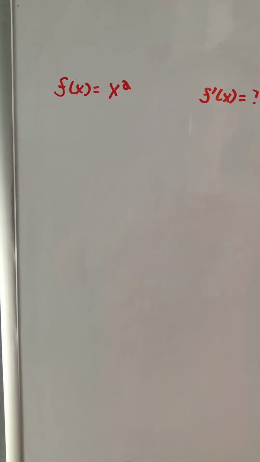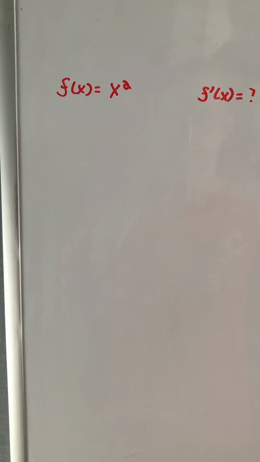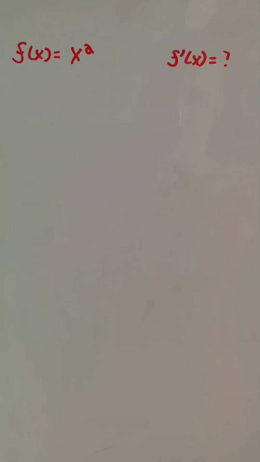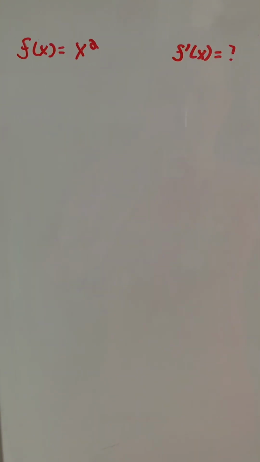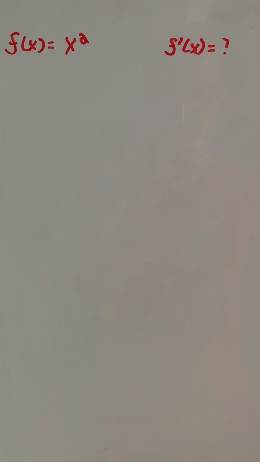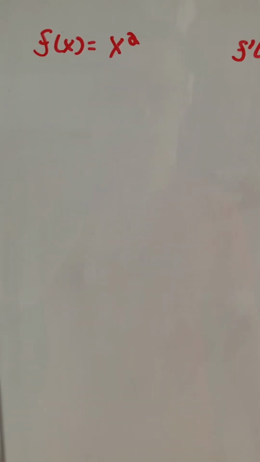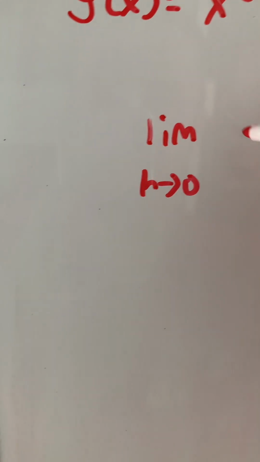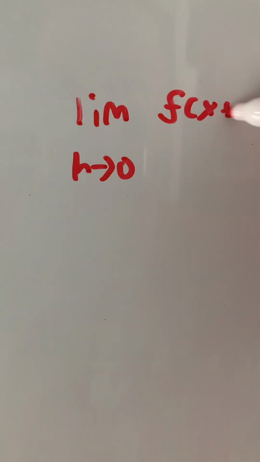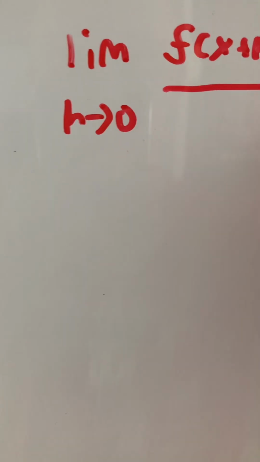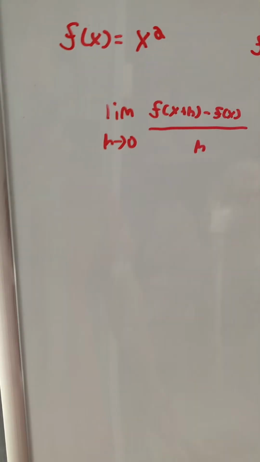Alright, how about this? Find the derivative of x squared. So how am I going to do this? In the last example I showed you how to use the power rule, and I showed you how to use the derivative formula. In this one I'm going to redo this with the derivative formula: the limit as h approaches 0 of f of x plus h minus f of x over h. That's the formula I'm going to use to solve this one.